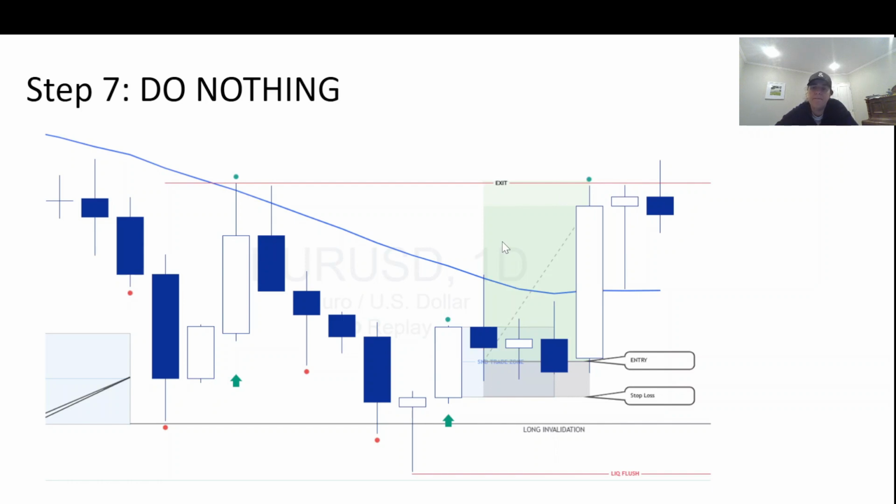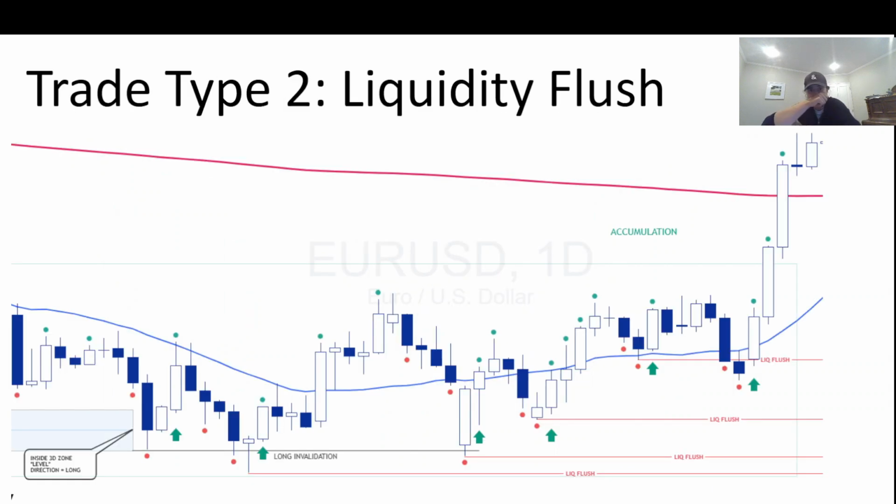Automatically out. Let's now look at type 2 trade. Okay, and that's the liquidity flush. So we're actually going to look at the entry that we took when the liquidity was flushed here. Now, what you're going to notice here is that we're going to have an entry here on the liquidity, and then we get a second entry on this one day that sets up.